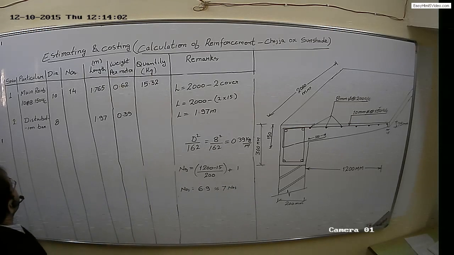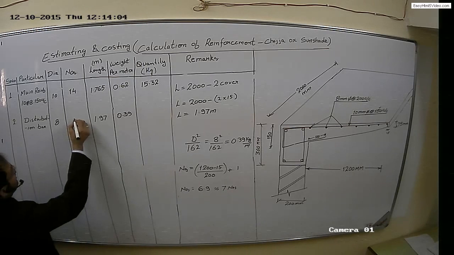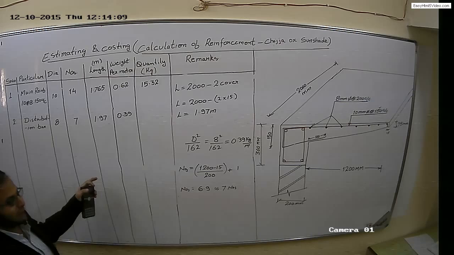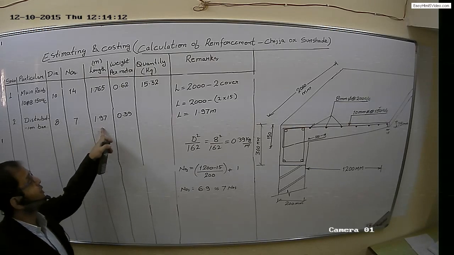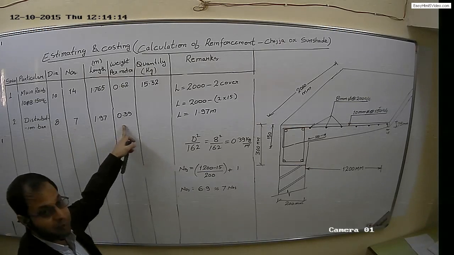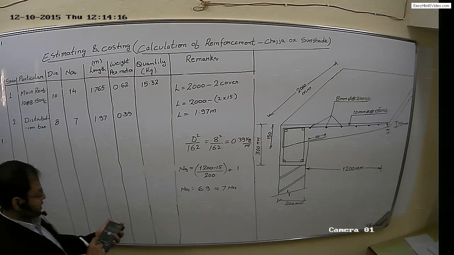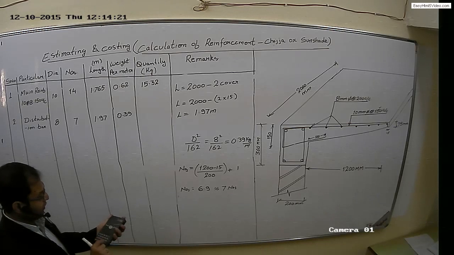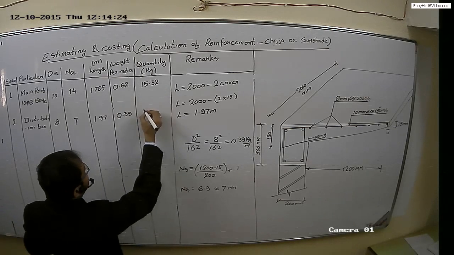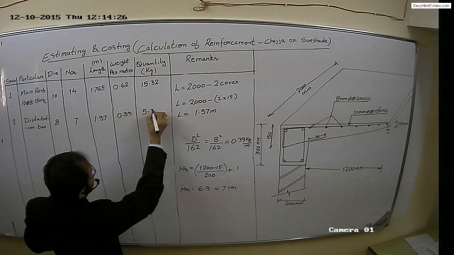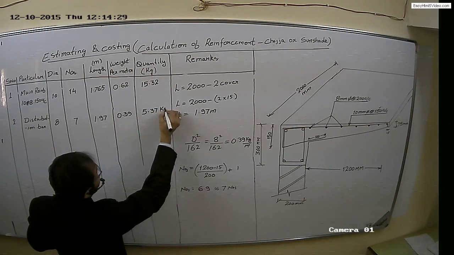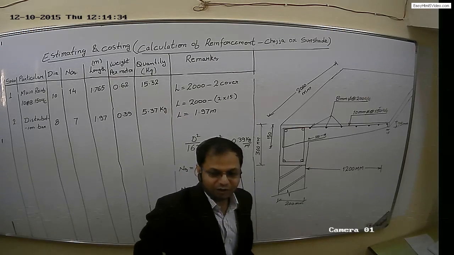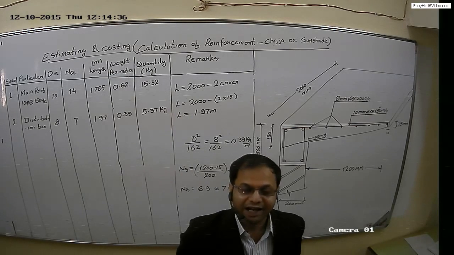So the distribution bars will be 7 in this particular case. The quantity can be calculated in the similar fashion by multiplying numbers by length by weight per meter. So 7 into 1.97 into 0.39 is equal to 5.37 kg. This is all about the reinforcement calculation of this Chajja. Now coming to the calculation of concrete and shuttering.